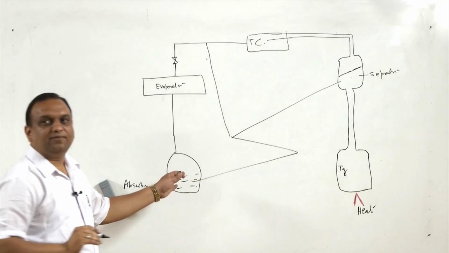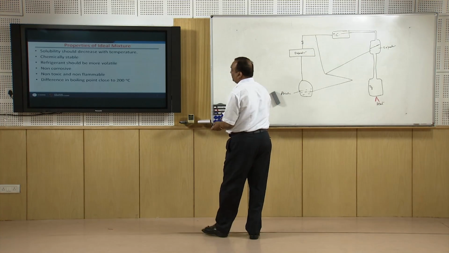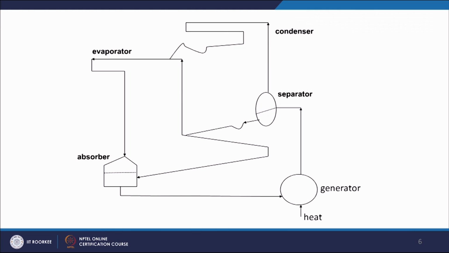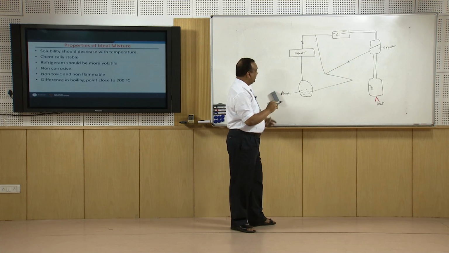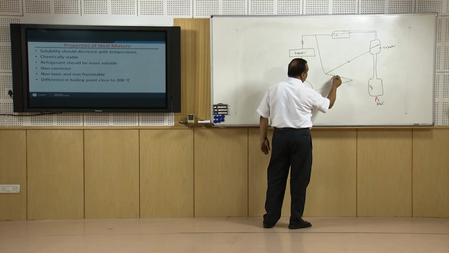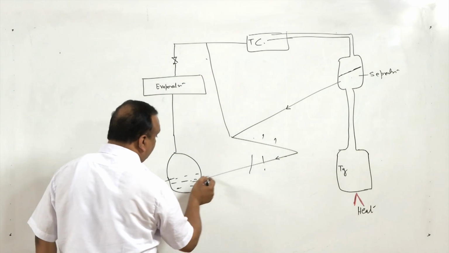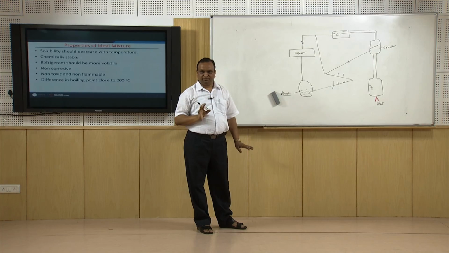Now, this is a peculiar type of arrangement I am doing here, and if you look at the PPT, you will find a better arrangement. It is the same arrangement done here. Now, liquid from the separator, this is weak solution, it is drained back to the absorber. Now, what is the function of hydrogen here?